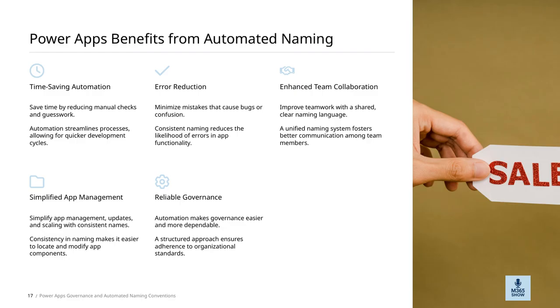And of course, automation saves you time. It reduces manual checks and guesswork, making your development process faster and more efficient. Overall, automated naming in Power Apps really supports better governance, easier management, stronger collaboration, fewer errors, and quicker development cycles.